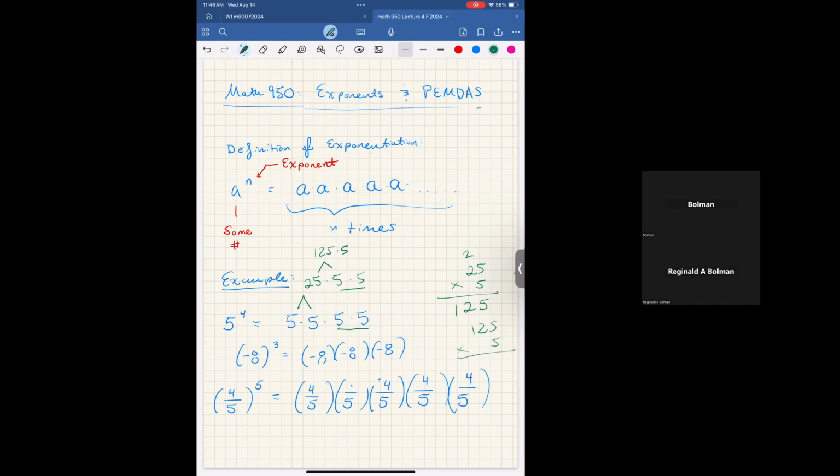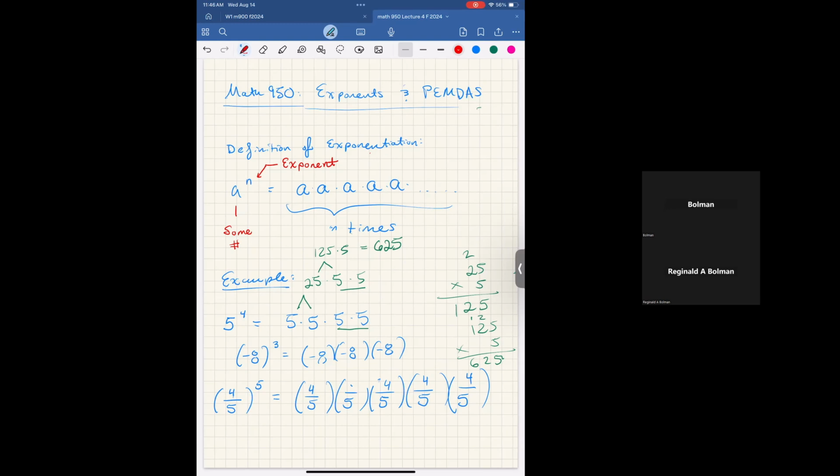We now have to perform the multiplication of 125 and 5. 5 times 5 gives you 25. Carry the 2. 5 times 2 is 10. 10 plus 2 is 12. Carry the 1. 5 times 1 is 5. 5 plus 1 gives you 6. So our answer is 625 if we were to evaluate this expression.